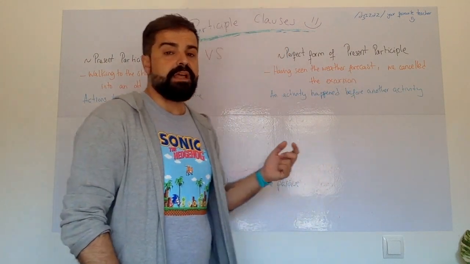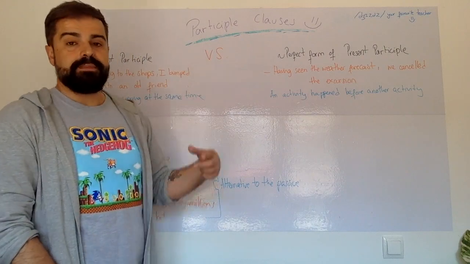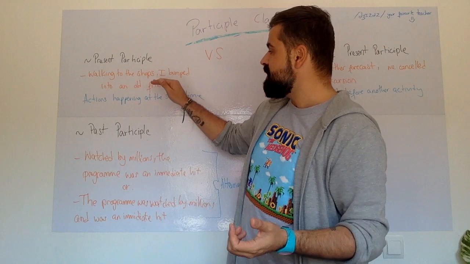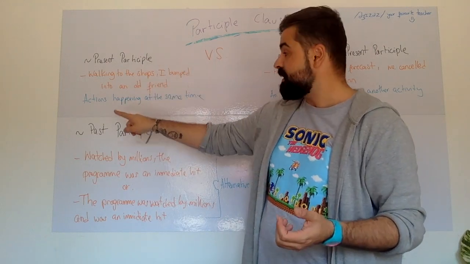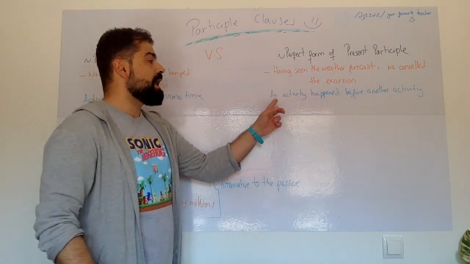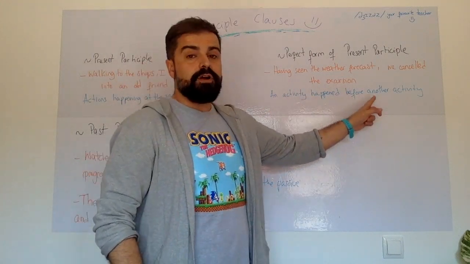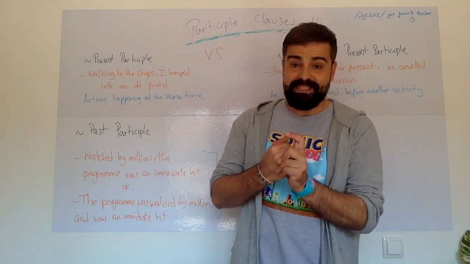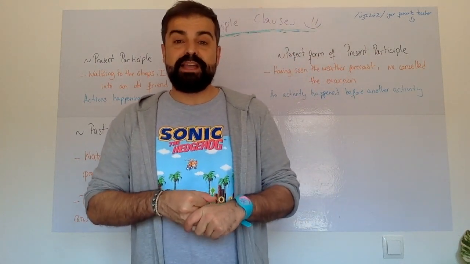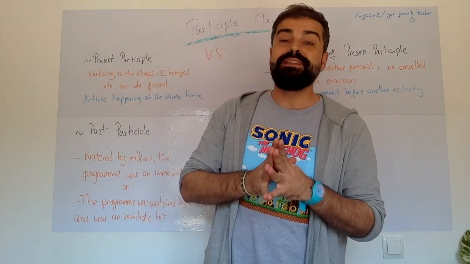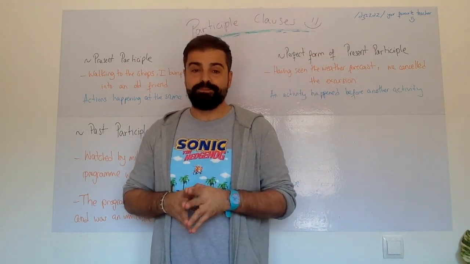Do you understand that? This is why I say here versus, because those two sentences are so similar, but in one situation, two actions are happening at the same time, and in this situation, an activity happened before another activity. I'm sure that you understand this. Anyways, when I tell you the activities that you have to do, you will be practicing this, and you will see that it is really, really easy.